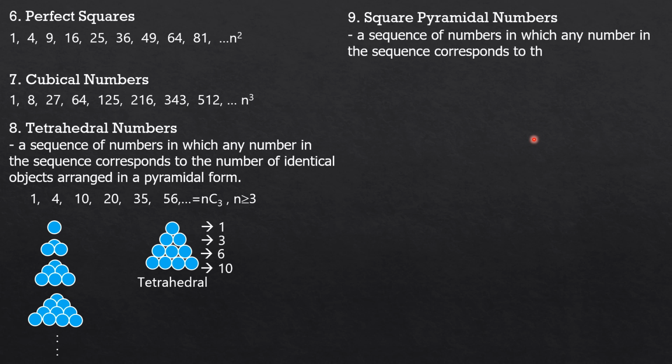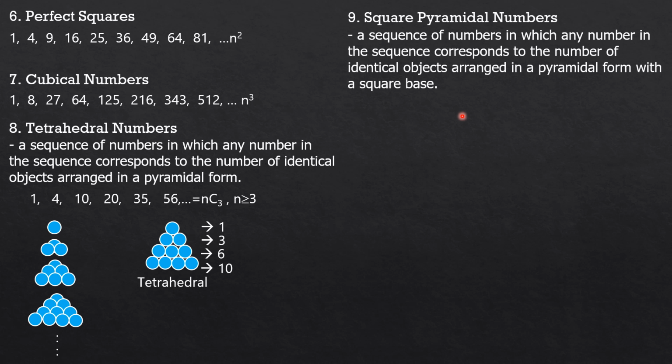So it is a sequence of numbers in which any number in the sequence corresponds to the number of identical objects arranged in a pyramidal form with a square base. So that's why it is 1, 5, 14, 30, 55, 91, 140, 204, 285. Take note the difference is 4, which is 2 square.